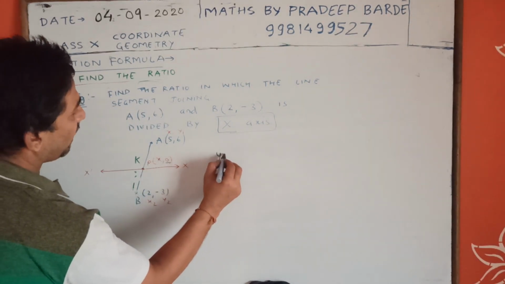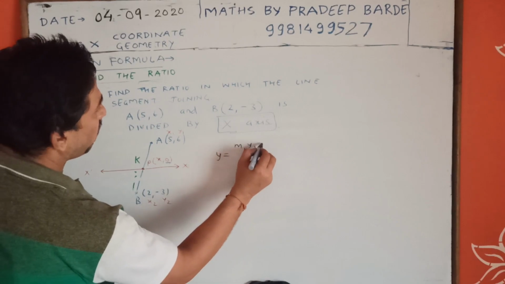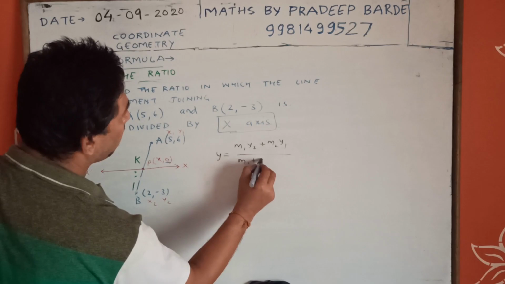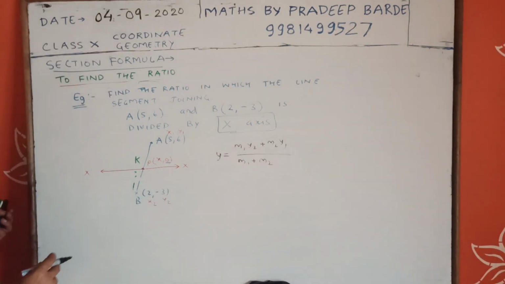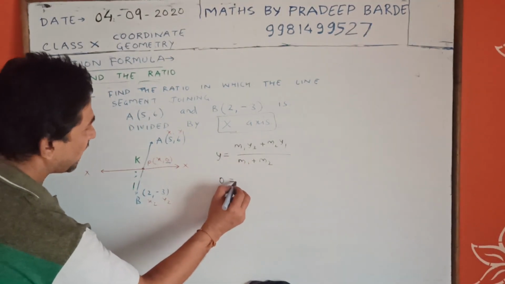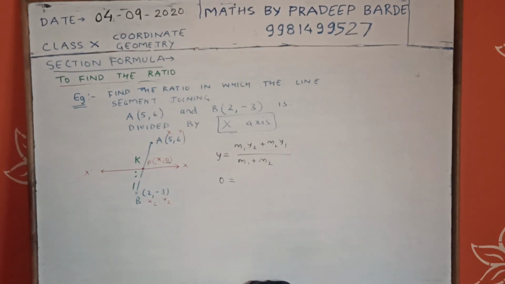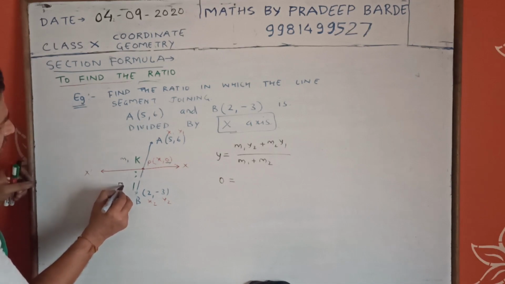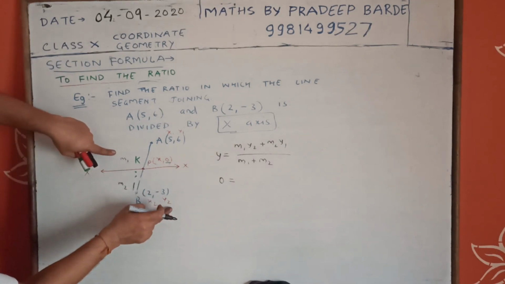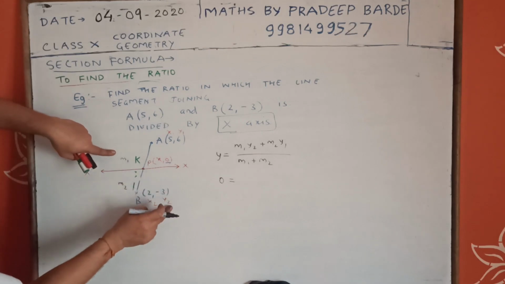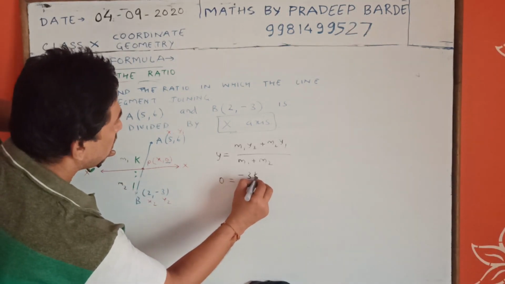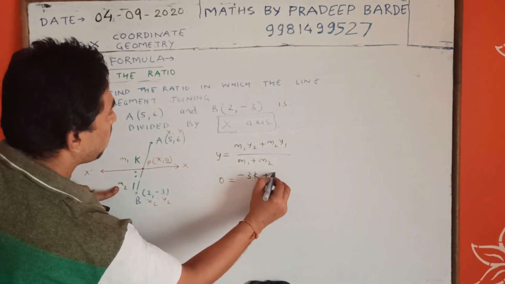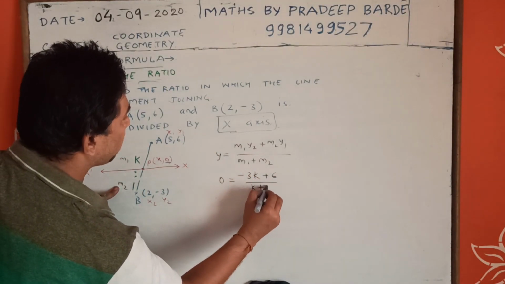सो y इज इक्वल टू m1y2 प्लस m2y1 अपॉन m1 प्लस m2. बच्चों y की वैल्यू 0 है क्योंकि x एक्सिस पे पॉइंट था. 0 इज इक्वल टू ये है m1, दिस इज m1 एंड दिस इज m2. तो m1y2 तो k इंटू -3k प्लस 1 इंटू 6 प्लस 6 अपॉन k प्लस 1.